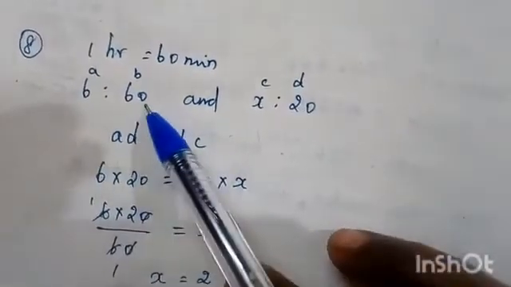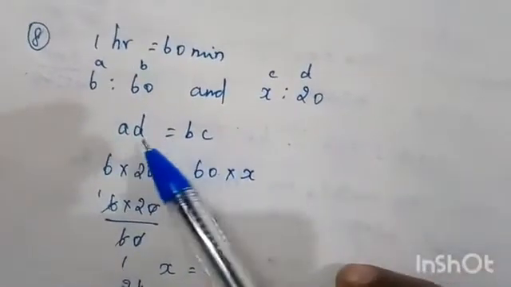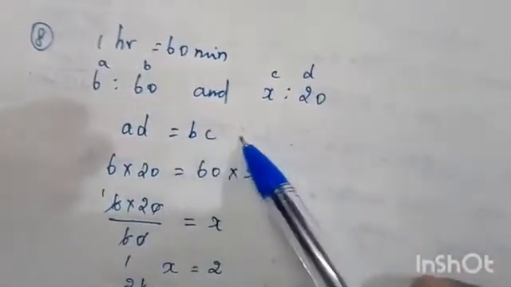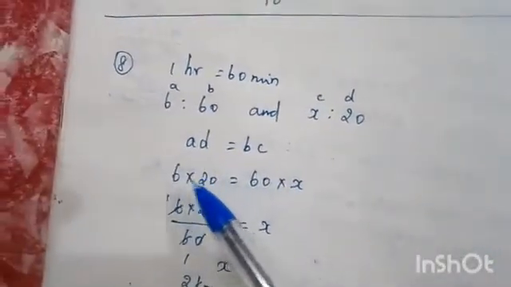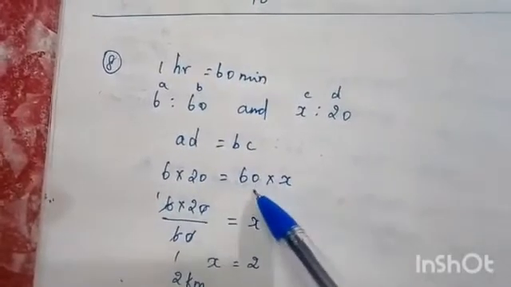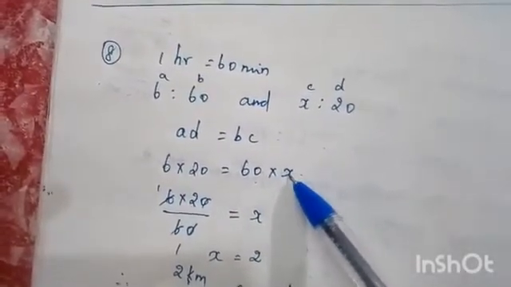So convert this 1 hour into minutes: 60 minutes here, 20 minutes there. Proportionality formula: A into D equals B into C. It is A, B, C, D. So apply the A value: A into 20, B is 60 into x. So x is what we want to find, this unknown distance.